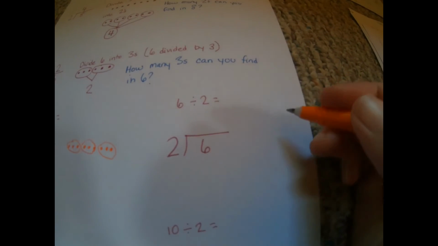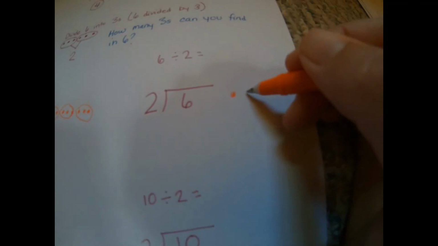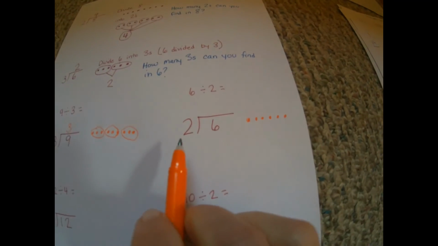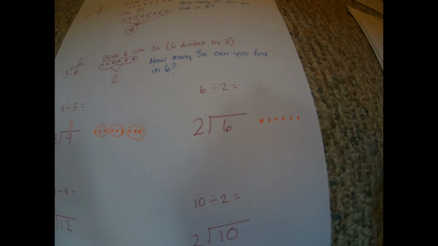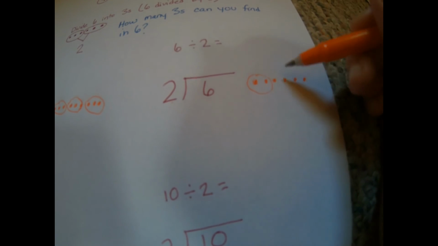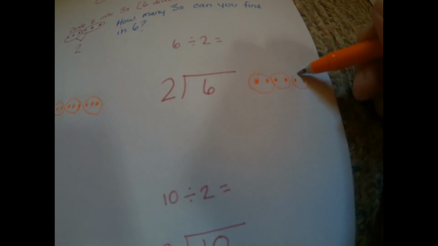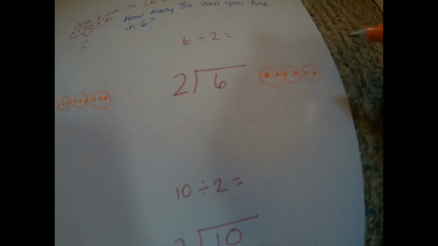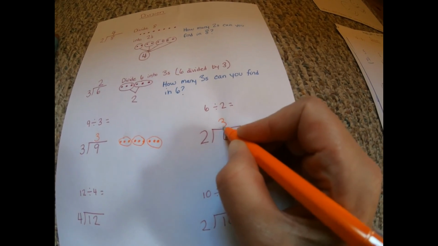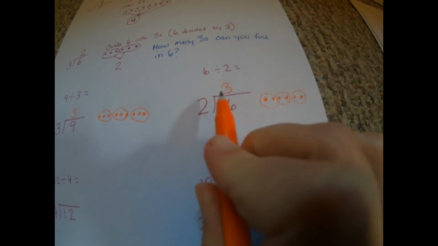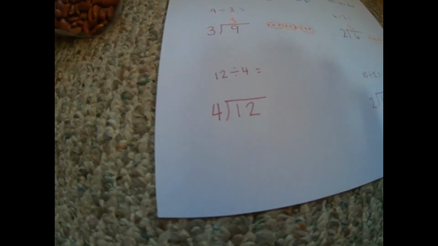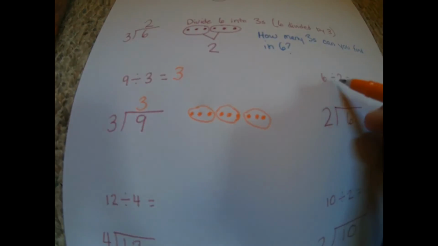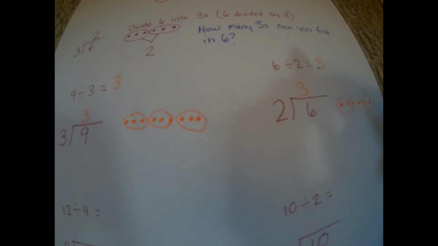Let's do this one. Let's write out 6 dots: 1, 2, 3, 4, 5, 6. How many 2's can you find in 6? 6 divided by 2. 1 2, 2 2's, 3 2's. There are 3 2's in 6, so 6 divided by 2 is 3. Oh, I forgot I was going to put the answer up here too. So 9 divided by 3 is 3, and 6 divided by 2 is 3.